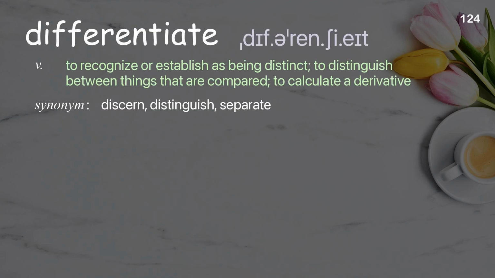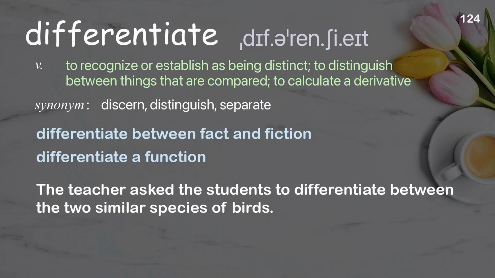Differentiate. To recognize or establish as being distinct, to distinguish between things that are compared, to calculate a derivative. Examples: Differentiate between fact and fiction. Differentiate a function. The teacher asked the students to differentiate between the 2 similar species of birds.